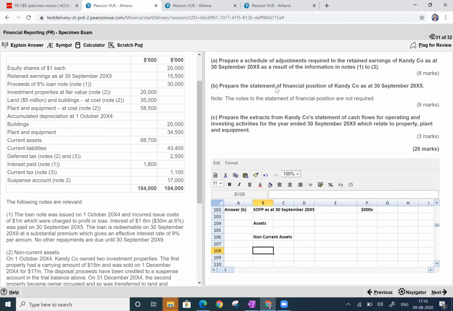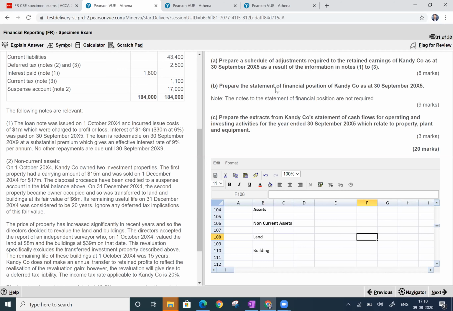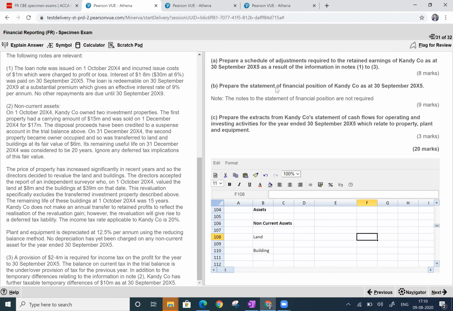So now let's go to the land and building. Okay, now listen very carefully. I'm splitting this, land and building separately, so that you don't make a mistake. Land was revalued and land is now 8,000. This was revalued at the beginning. Since land doesn't have any depreciation, we don't have to bother. Building was revalued to 39,000.